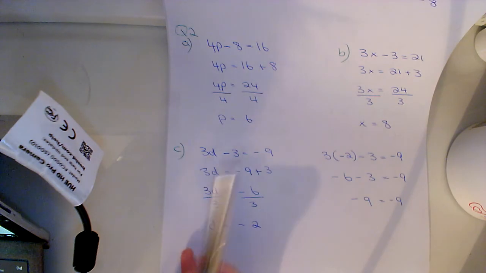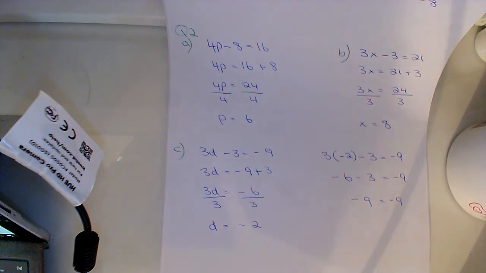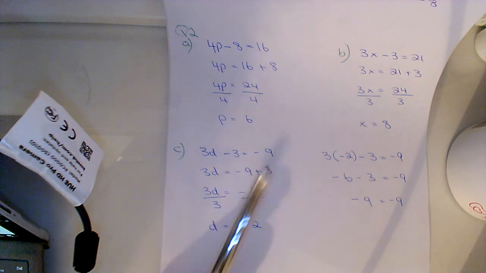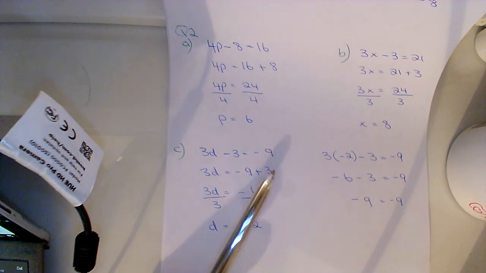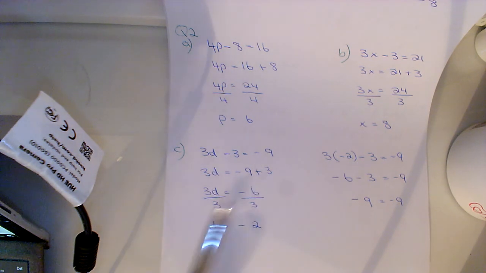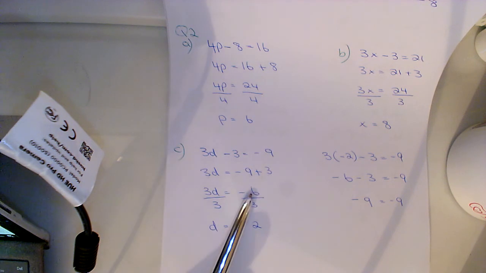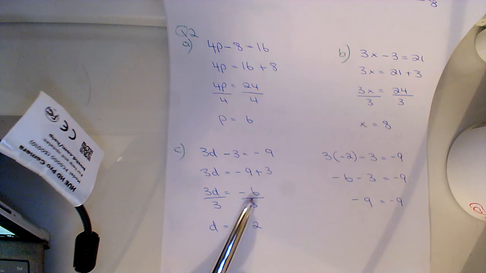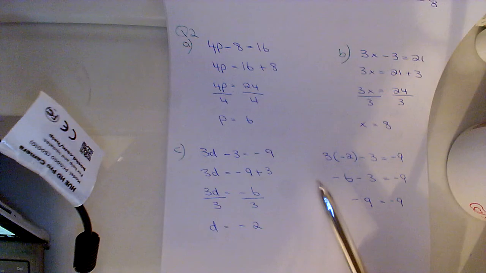Next one I have is 3d minus 3 is equal to minus 9. So I need to have my letters on the left, numbers on the right. So here I have 3d is equal to, I need to bring my numbers to the right, so this is minus 9. This is minus 3. When I bring it over the equal sign, it becomes plus 3. So 3d is equal to minus 9 plus 3 is minus 6. I want to find 1d on its own, so I'm going to divide across by 3, divide across by 3, d is equal to minus 2.